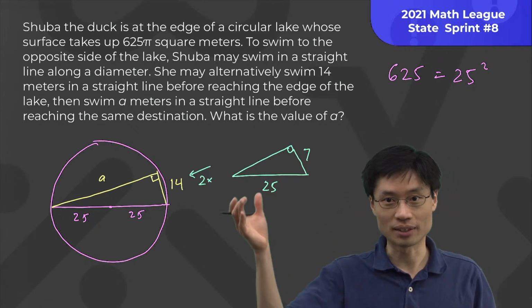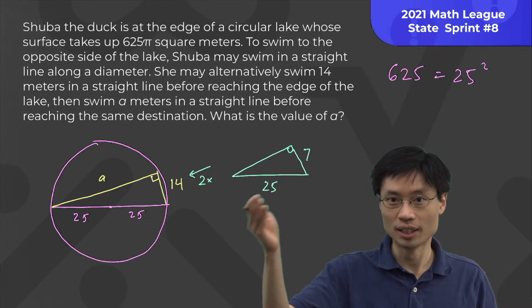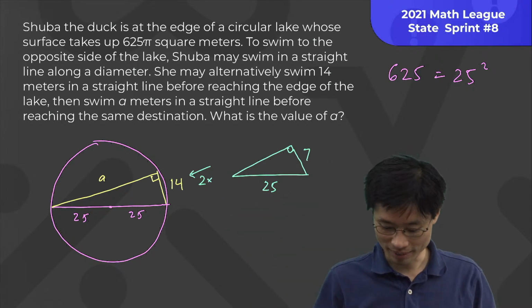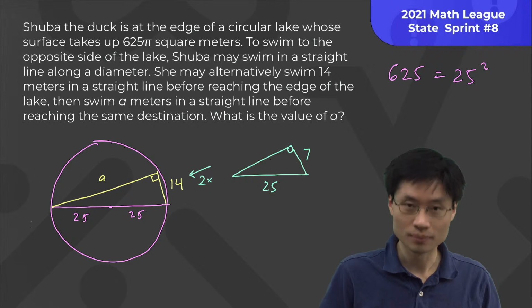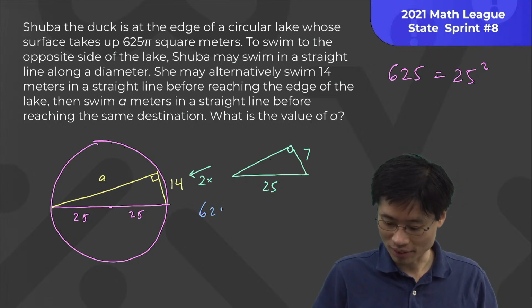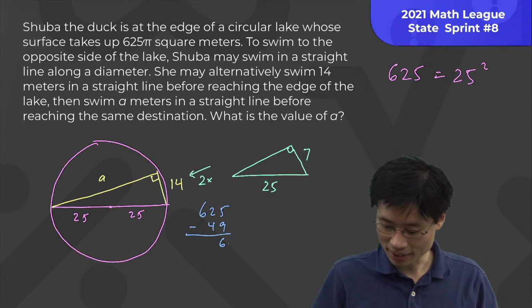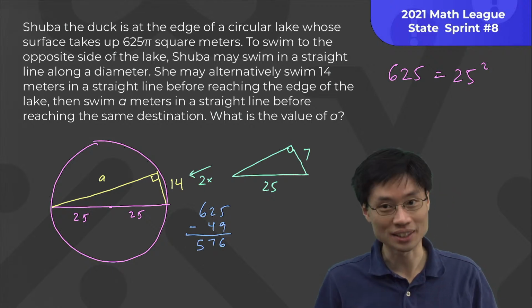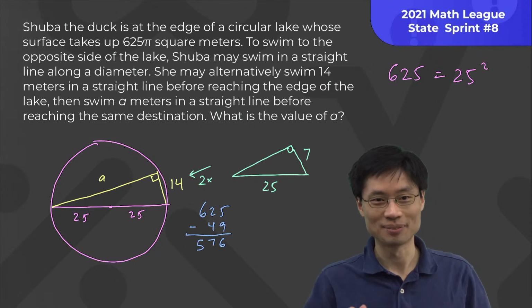625, let's do Pythagorean theorem. We'd have to do the square root of 625 minus 49. Where can I fit that? Yeah, let's do it here. 625 minus 49. 15 minus 9 is 6. Okay, so 11 minus 4 is 7. 576. So that turns out to be a perfect square.